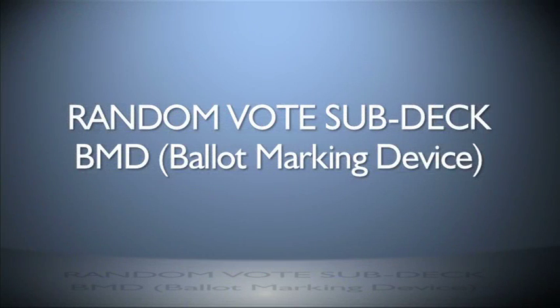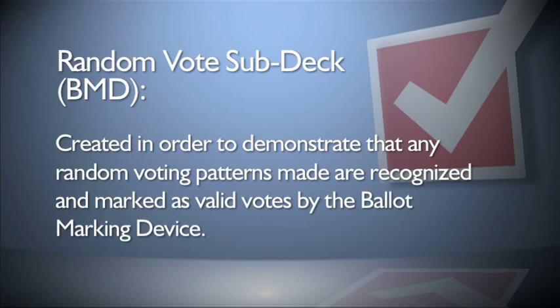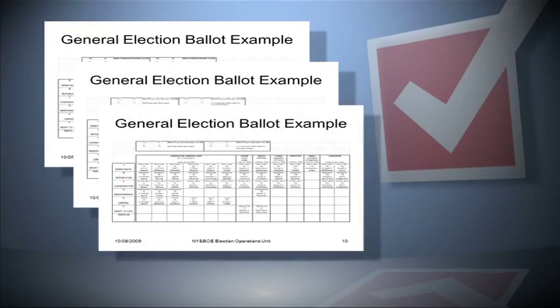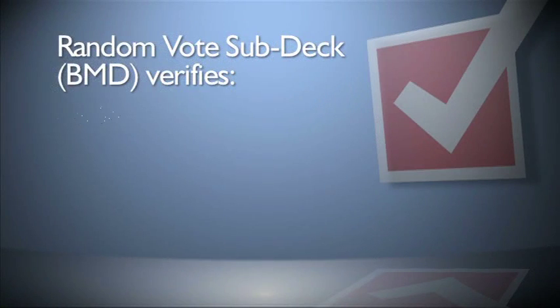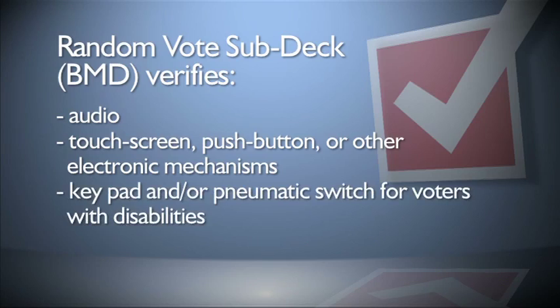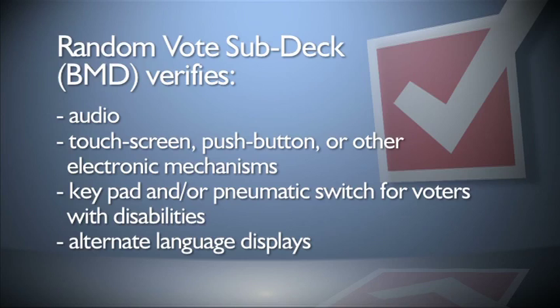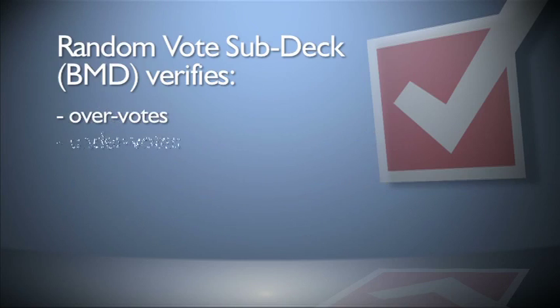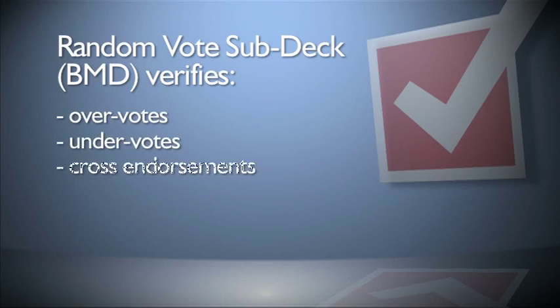A random vote subdeck is created in order to demonstrate that any random voting patterns made are recognized and marked as valid votes by the ballot marking device. 3 BMD marked ballots are required for this subdeck. These test ballots will verify audio, touchscreen, push button, or other electronic mechanisms, keypad and/or pneumatic switch for voters with disabilities, alternate language displays, overvotes, undervotes, cross endorsements.